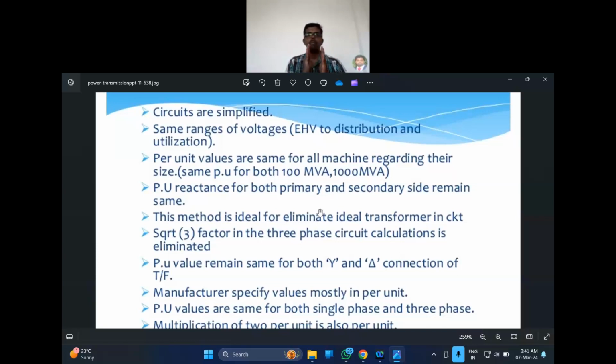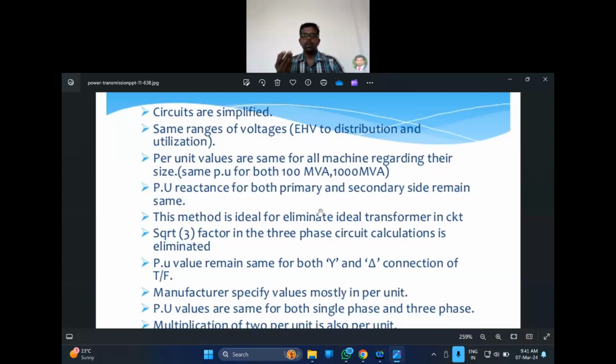Next, per unit reactance for both the primary and secondary side remains the same. Next, this method is ideal for eliminating the ideal transformer in the circuit. If you go for the per unit system, you can eliminate the ideal transformer. Otherwise, you need to consider the transformer as an ideal transformer, and again you need to do the calculation.